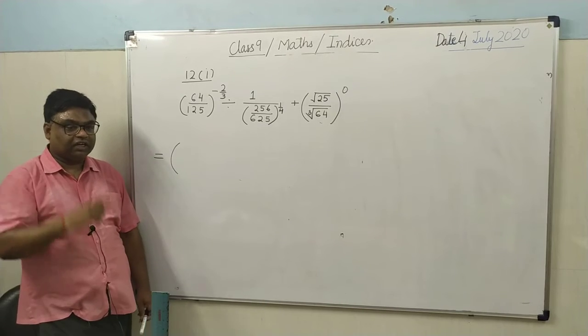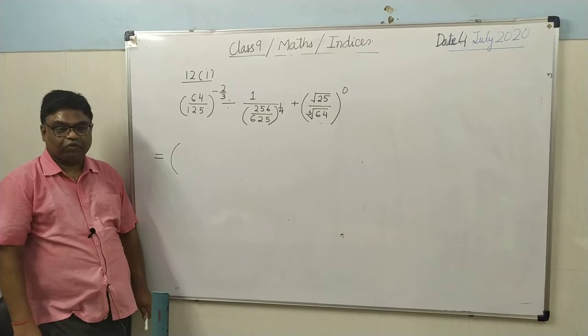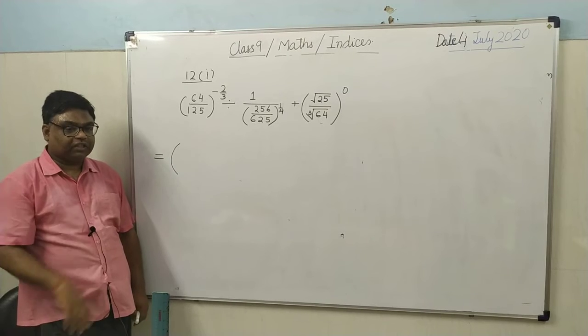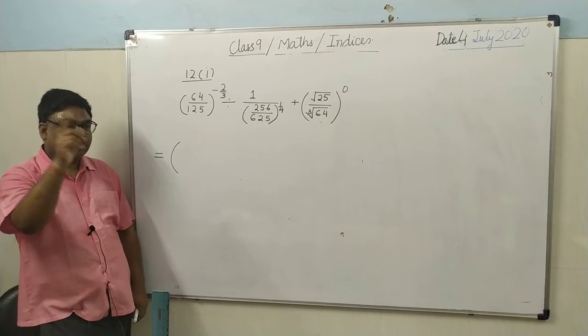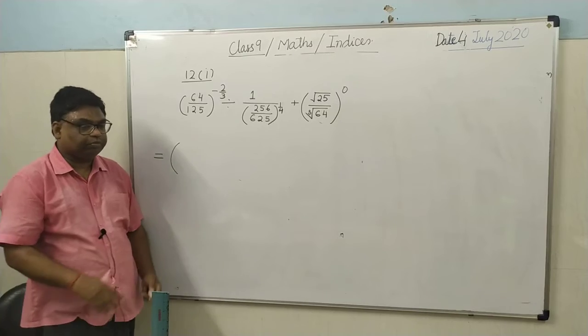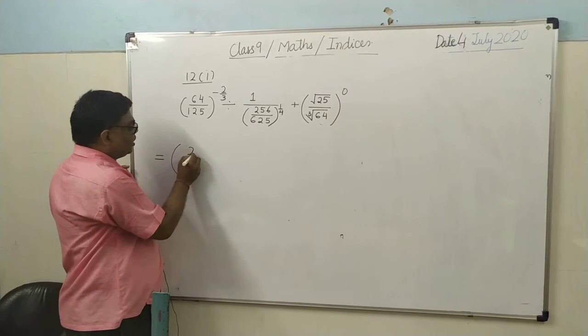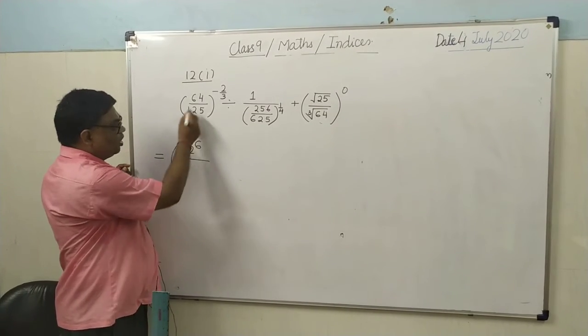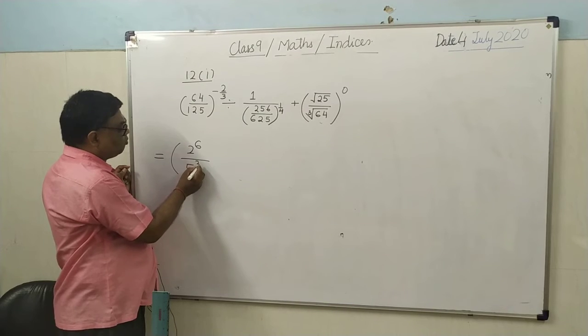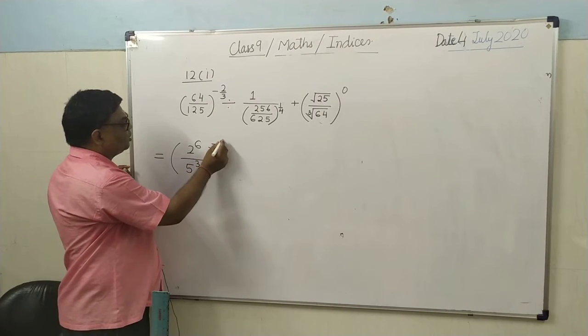64, 8 times 8 is 64. Now what is 8? 2 to the power 3. So 2 to the power 3 into 2 to the power 3 means 2 to the power 6. So this is the mental maths. 125, what will you write? 5 to the power 3, that you know. This is very simple.